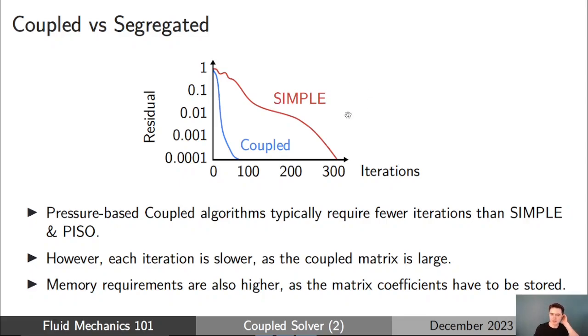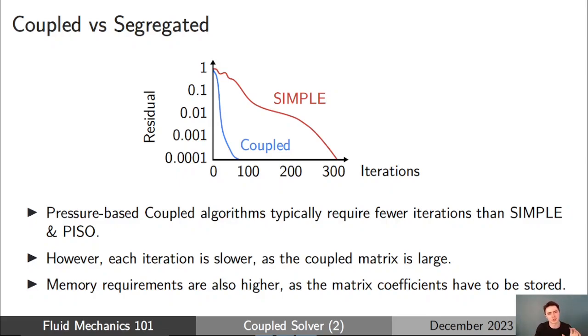So if you compare the residuals directly, you may find the residual plots looking something like this, where the SIMPLE algorithm takes many more iterations than coupled does to converge. And so based on that observation alone, you may think, well, the coupled solver requires fewer iterations, so it's better, and I should use that. But the subtle point here, of course, is that each individual iteration of the coupled solver is going to be slower because the matrix is much larger, so you're solving a large matrix which takes more time.